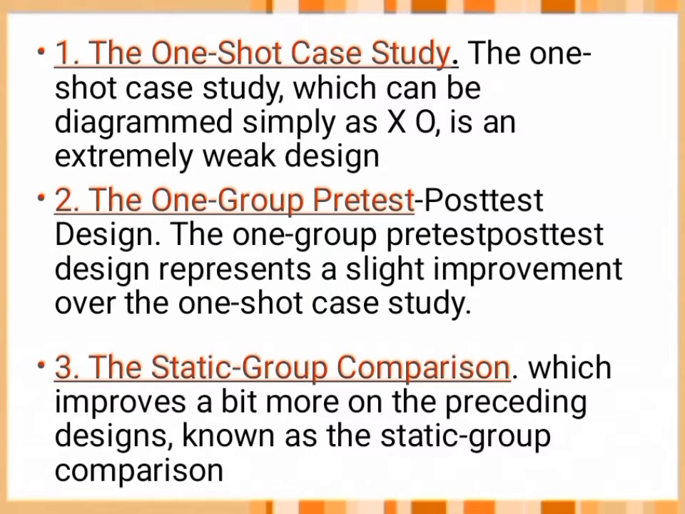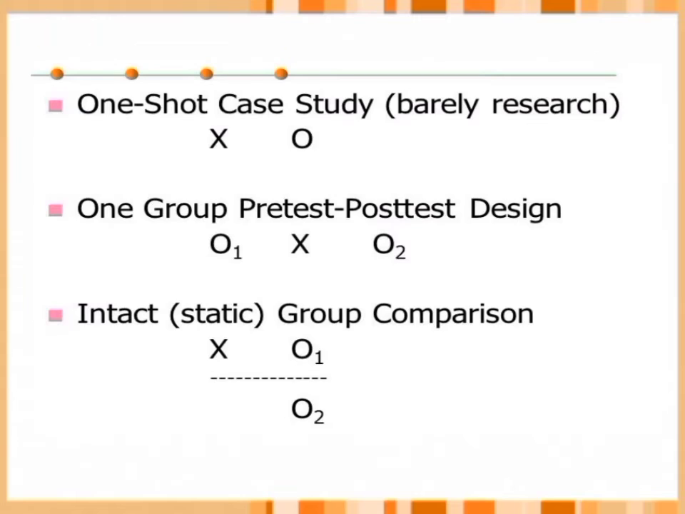1. The one-shot case study. The one-shot case study, which can be diagrammed simply as XO, is an extremely weak design. 2. The one-group pretest post-test design represents a slight improvement over the one-shot case study. 3. The static group comparison improves a bit more on the preceding designs.